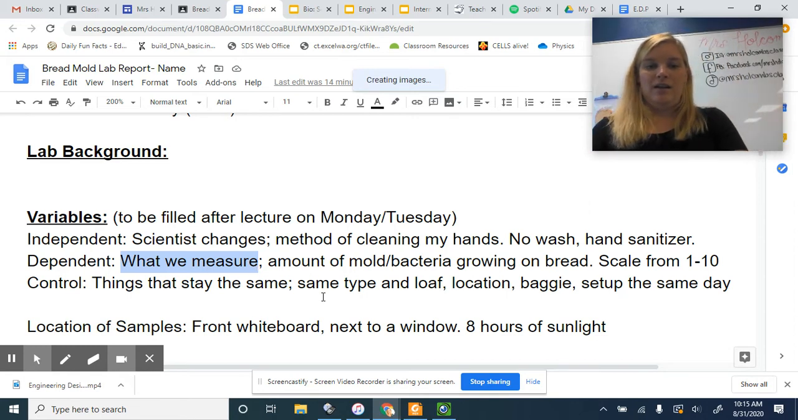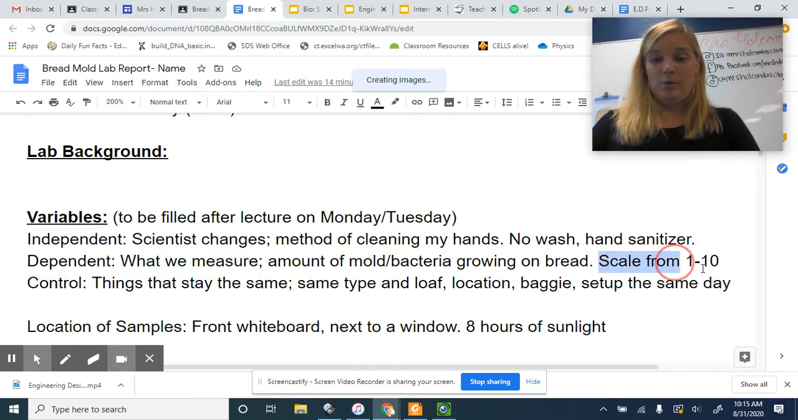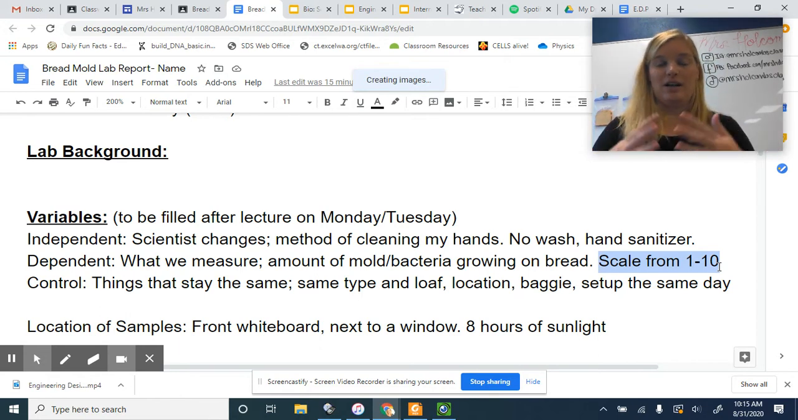And then I'm going to tell you the way that we're going to do that is on a scale from 1 to 10. We're not going to rate them until we're all done, which is why we're taking pictures, but we're going to use a 1 to 10 scale in the end.